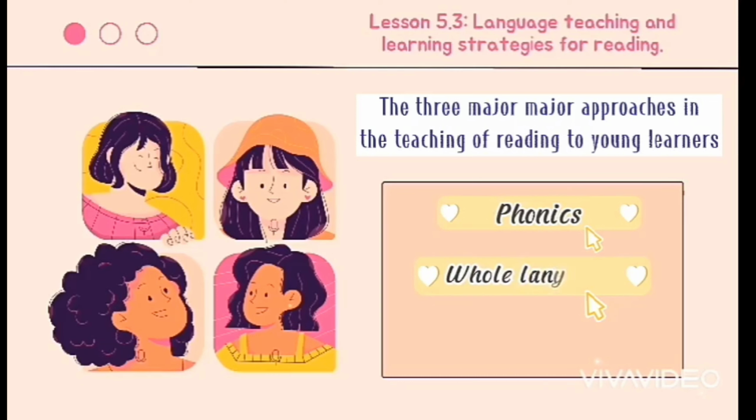Next is whole language. The whole language approach is a method of teaching children to read by recognizing words as whole pieces of language. Proponents of the whole language philosophy believe that language should not be broken down into letters and combinations of letters and decoded. Instead, they believe that language is a complete system of making meaning, with words functioning in relation to each other in a context. The third is language experience.